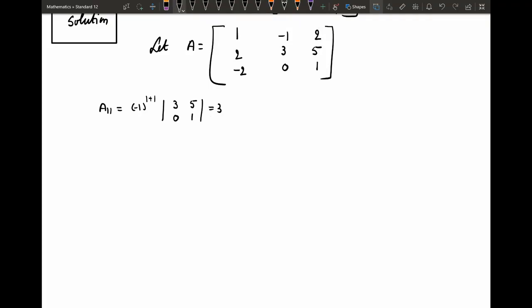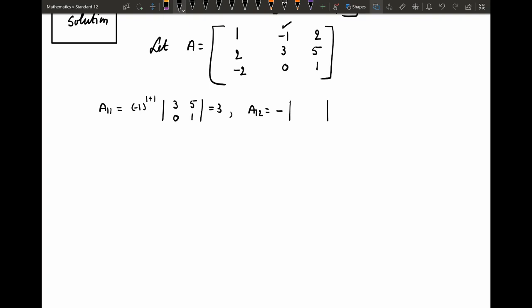So A11 is 3. Similarly A12, you have to give the sign. If this addition is odd, then outside there is a minus. If this addition is even, then there will be a plus sign, because minus 1 raised to i plus j, 1 plus 2 power will be odd, so there will be a minus sign.